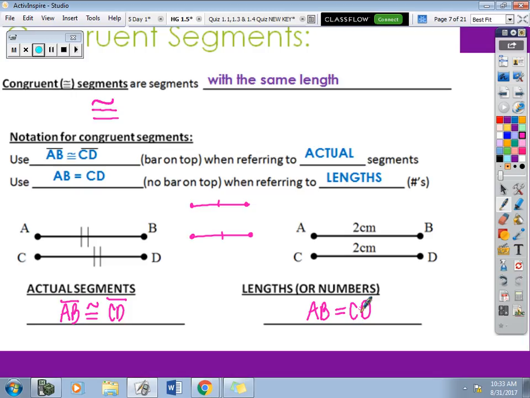You could go a step further and say the segments are congruent, and when we get to proofs, your reason would be the definition of congruent segments. We'll talk a little bit about some of the proofs we're going to be seeing in the next chapter.